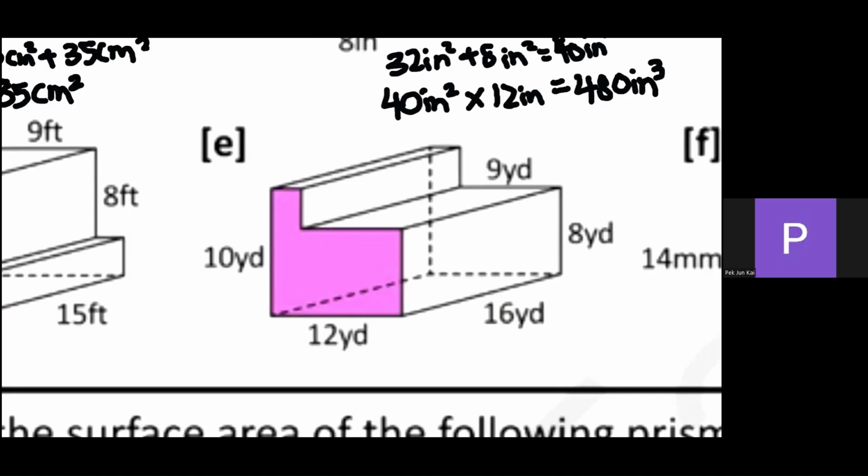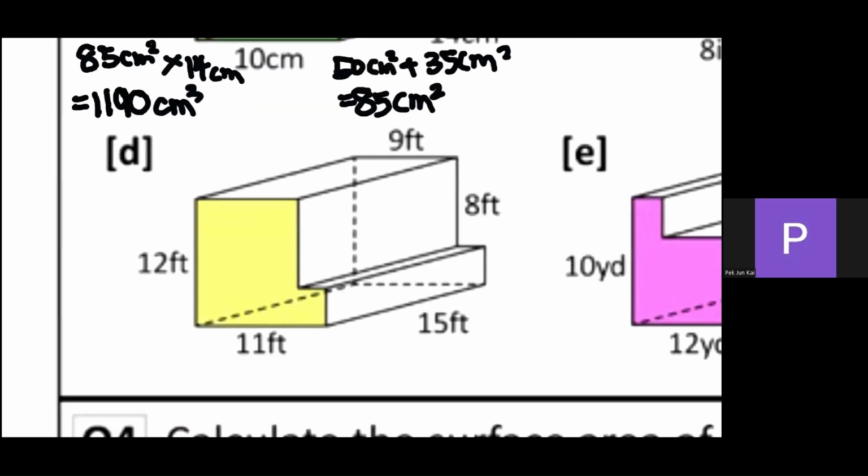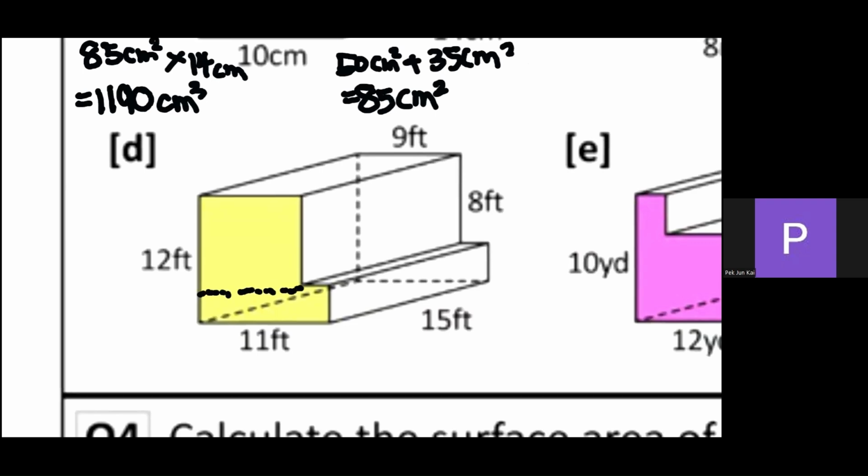Next, question D. We can also split this into two parts. Part A and part B. So we will know that here would be 4 feet. Since 12 feet minus 8 feet would be 4 feet. So 11 feet times 4 feet would be 44 feet.